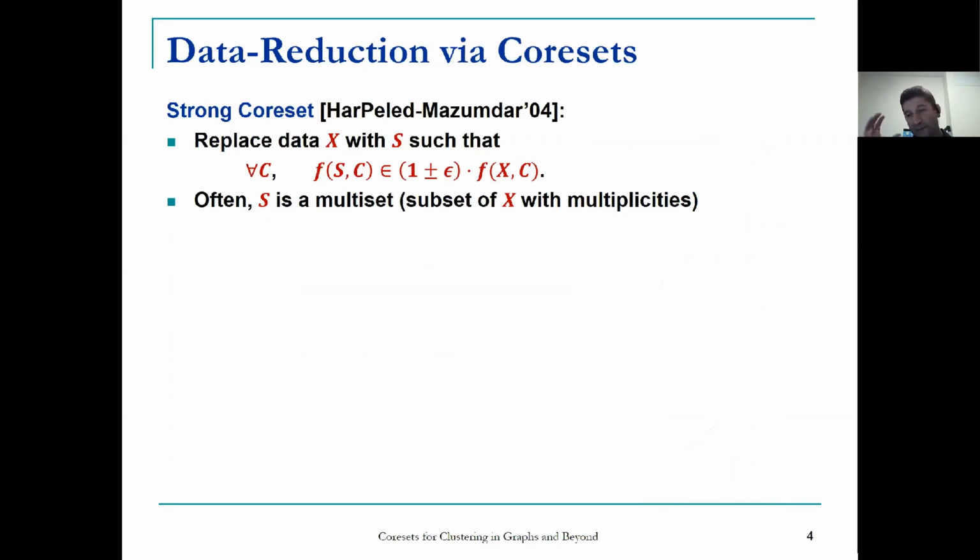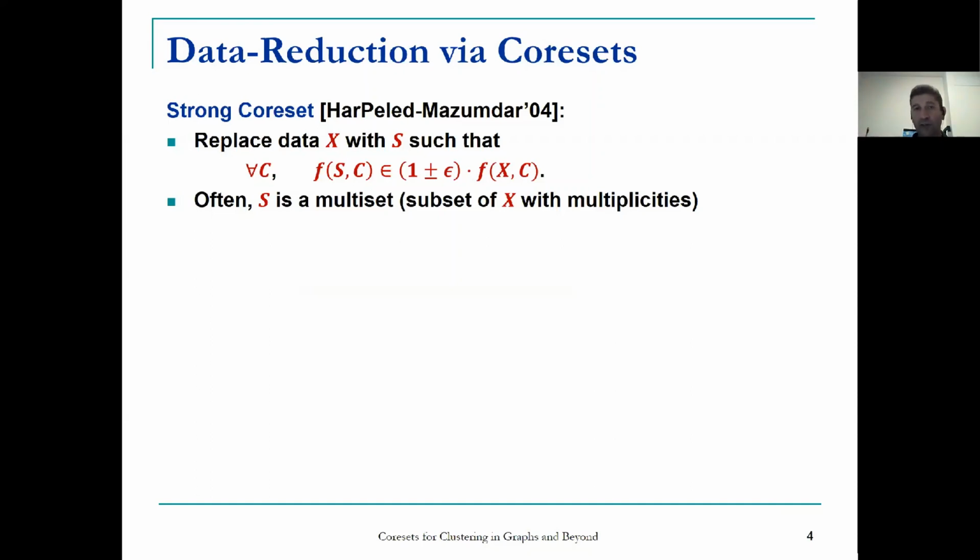And what really fascinates me about this problem is that it's possible to do this data reduction. This is a concept that was suggested by an earlier paper, but I'm going to use the notion from Har-Peled and Mazumdar called strong coreset. So in this strong coreset, you basically reduce the data. You want to replace a potentially huge data set X with a small, hopefully, set S, such that if you evaluate the function f on the small data set S, it's up to 1 plus minus epsilon the same as evaluating on the big data X.